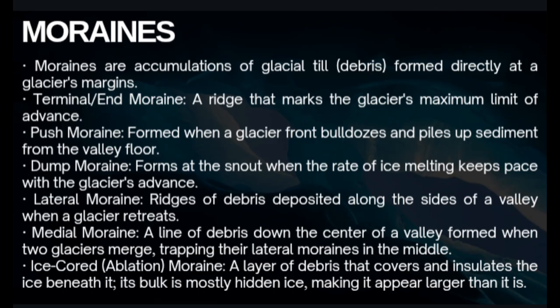And the last one is ice core or ablation moraine, a layer of debris that covers and insulates the ice beneath it. As the hidden ice core slowly melts, the moraine's surface becomes unstable and collapses into a hummocky or lumpy landscape.